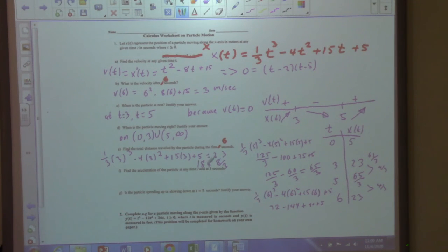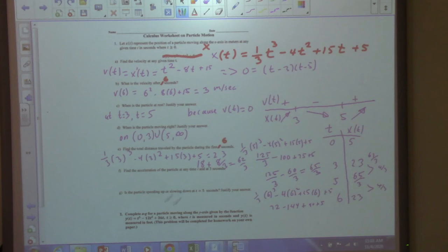And we could make this into thirds also, right? 54 thirds. Yeah, 54 thirds. 62 over 3. So 62 thirds would be total. Is our total distance. Meters.